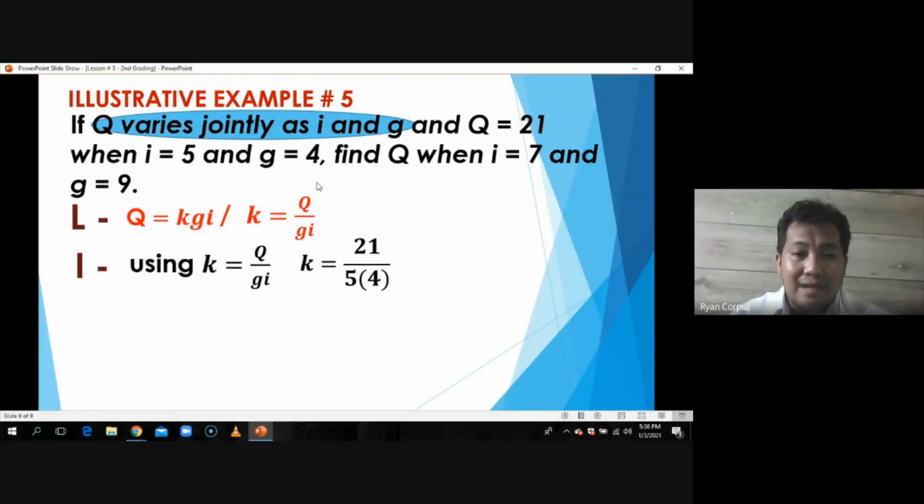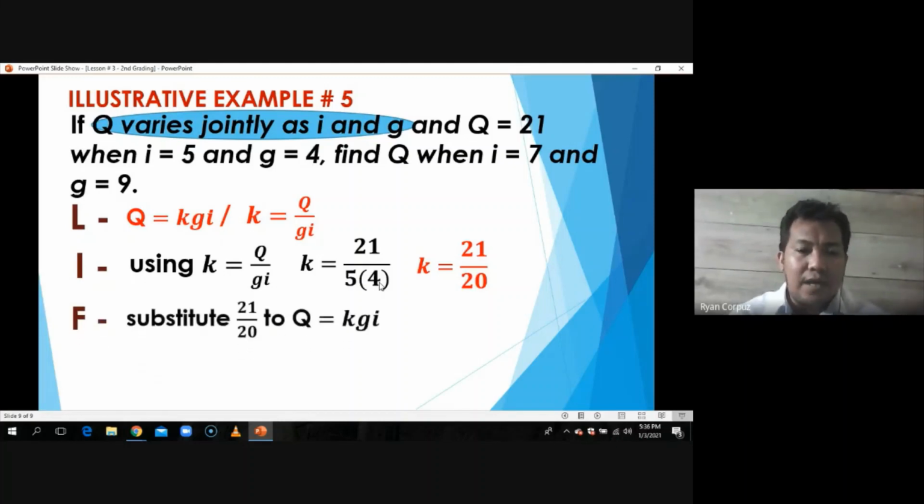We cannot cancel anything out because 21 is not exactly divisible by 5, nor by 4. So multiply 5 times 4, which is 20. And 21 is not exactly divisible by 20, so it will stay as it is. So the value of K is 21 over 20. Then, using that value of K, 21 over 20, we substitute it again into Q is equal to KGI. When we do that, we come up with the equation of variation as Q is equal to 21GI over 20. That GI is the numerator.